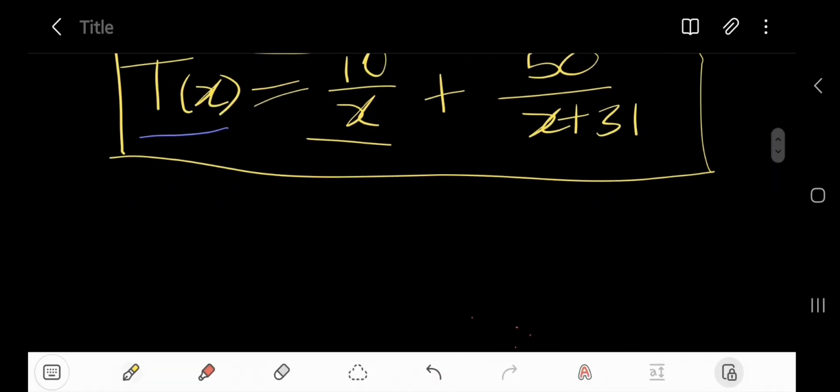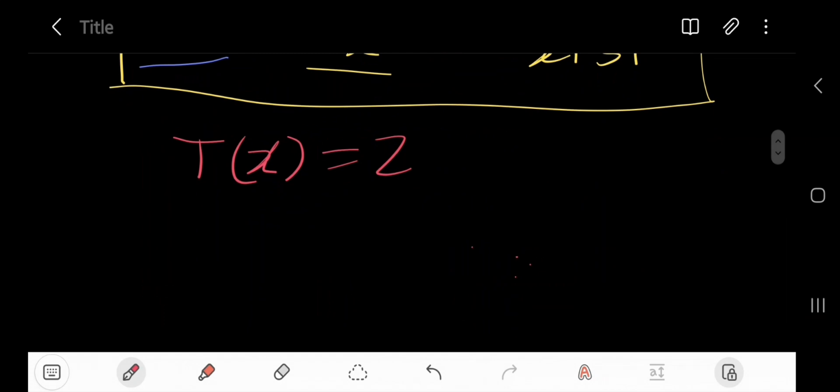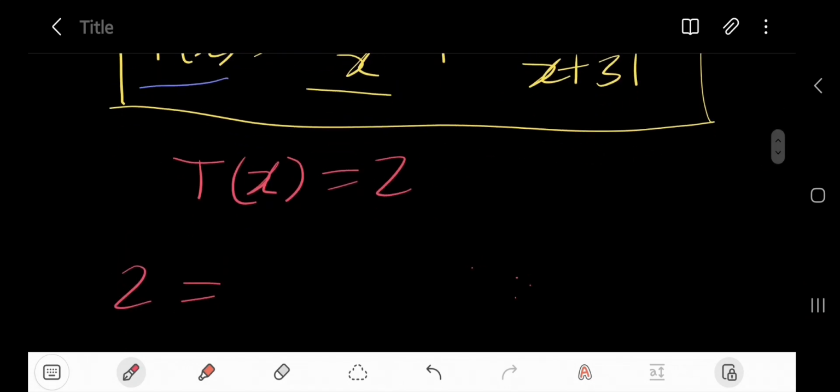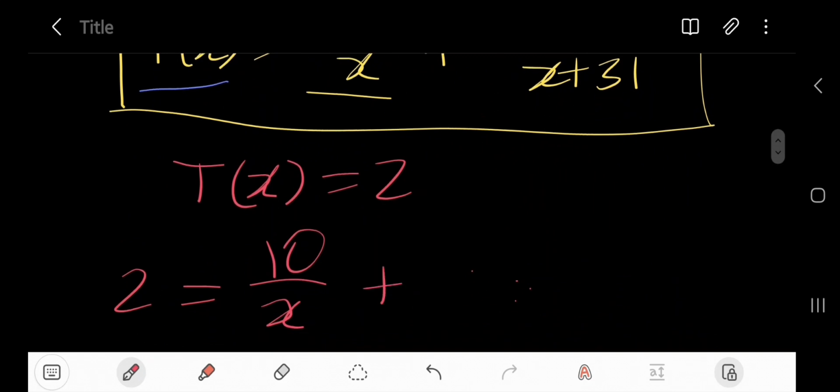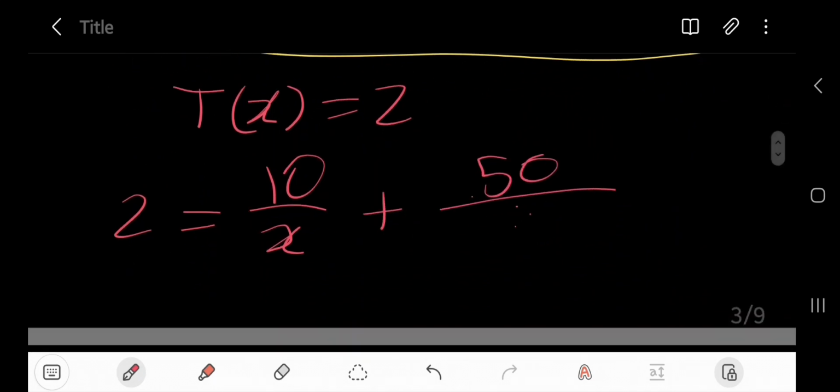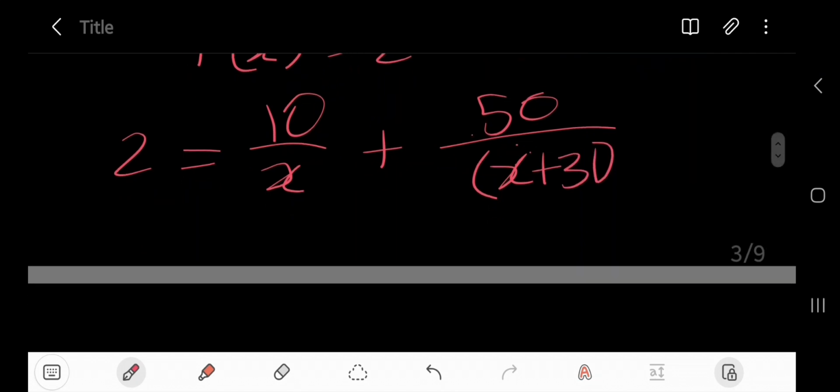So let's resume. Now we know that our time for the entire race, which we expressed in terms of x, has to be equal to 2. So 2 is equal to 10 over x plus 50 over x plus 31. Now we just want to solve for the value of x.